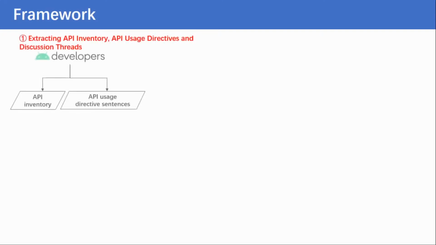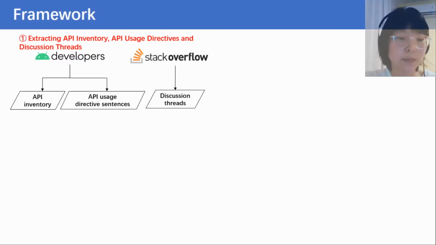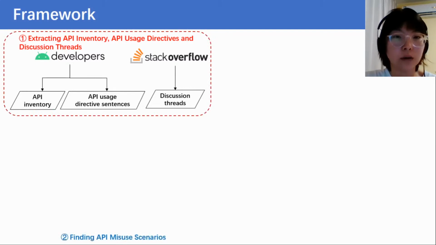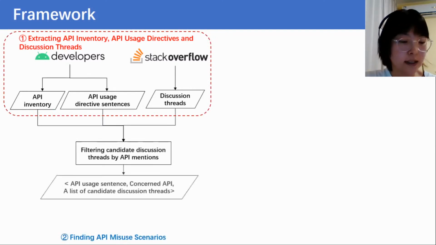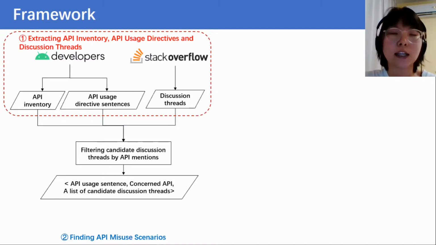So here's our framework. The first step is preparing the dataset. We extract the API inventory and API usage directives from official documentation, and extract the discussion threads from Stack Overflow. The second step is finding API misuse scenarios. We use the API partial name to filter discussion threads. Thus, for each API usage directive sentence, we can get its concerned API and a list of candidate discussion threads.